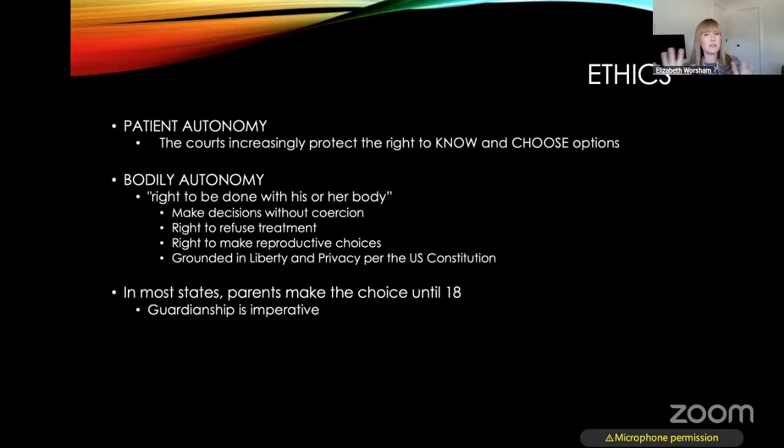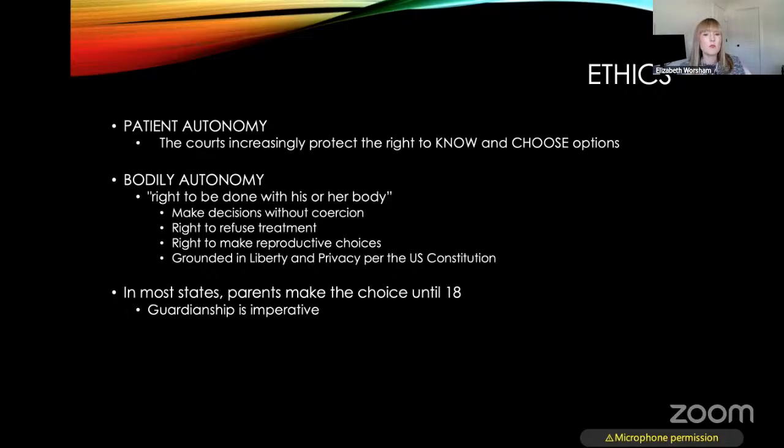If a patient isn't on board, I'm like, hey, just think about it. There's not a pressing need. Typically, this isn't so on fire that we have to make the decision now. Take your time, do your research. You have the right to refuse treatment. You have the right to make reproductive choices. And these principles are grounded in the United States Constitution.